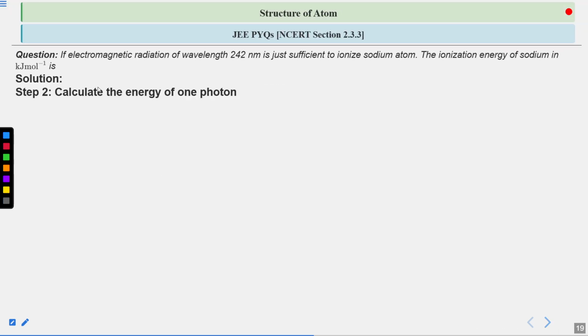Now step two includes the calculation of the energy of one photon. So E, that is energy, is given by hc by lambda. h is the Planck's constant, c is the speed of light, and lambda is the wavelength of the electron. E is the energy, so we have to plug in the given values.